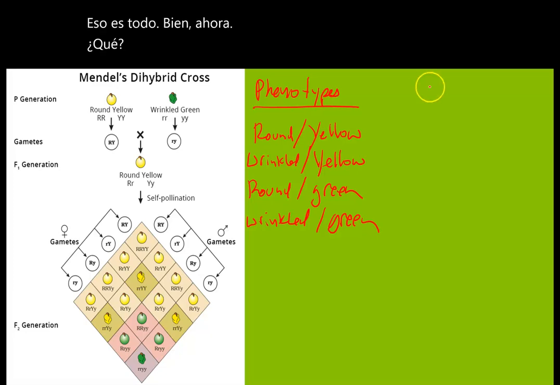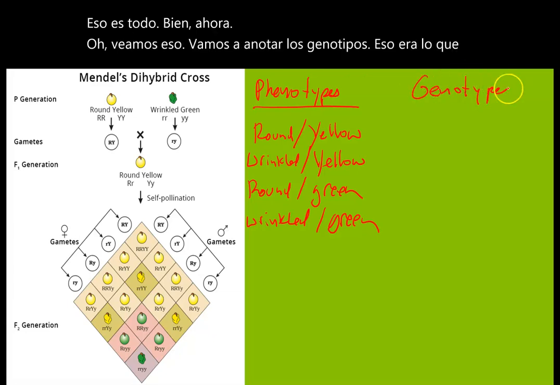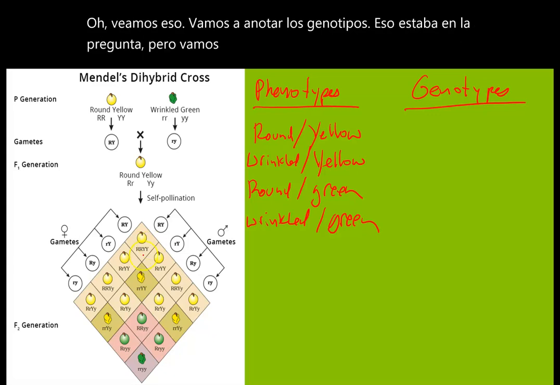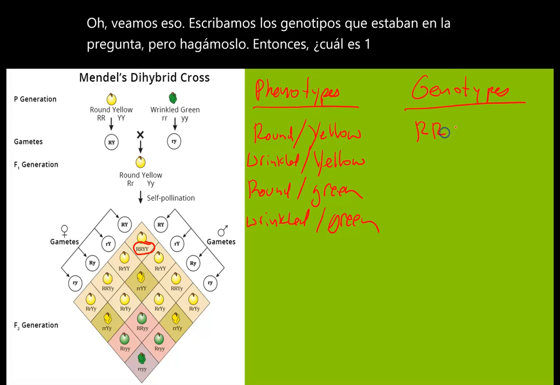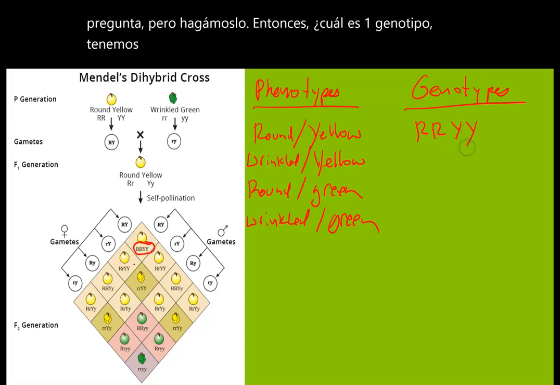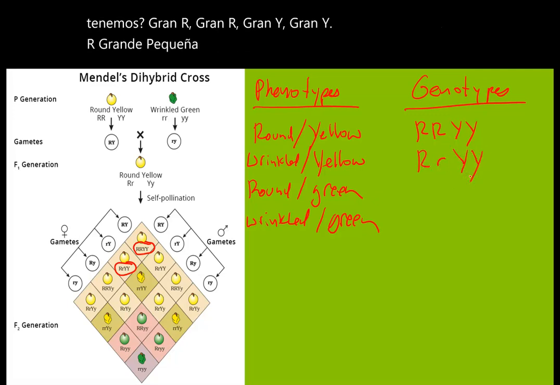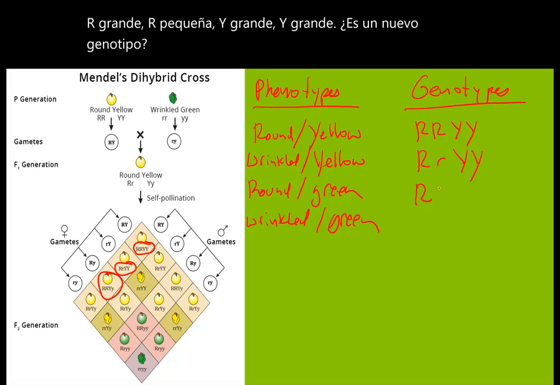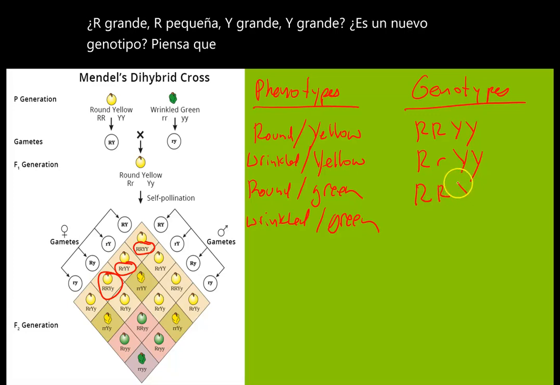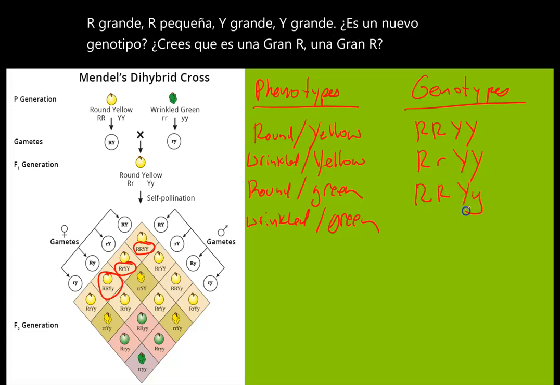Okay. Now let's write down the genotypes. That wasn't on the question, but let's do that. So what's one genotype we have? Big R, big Y, big Y, big R, little r, big Y, big Y. Is that a new genotype there? I think it is. Big R, big Y, little y.